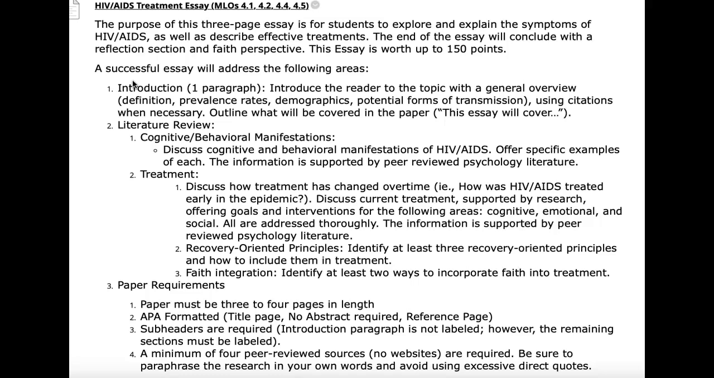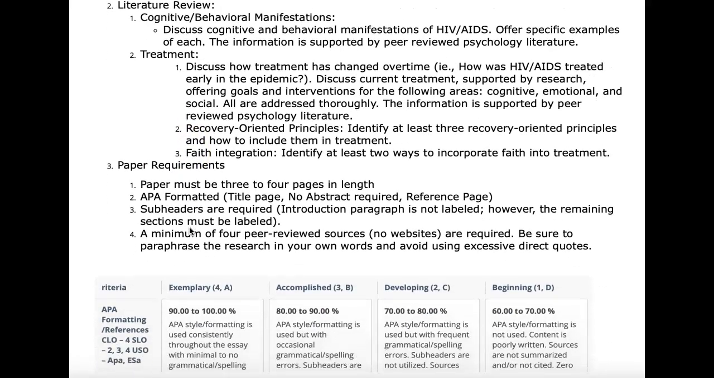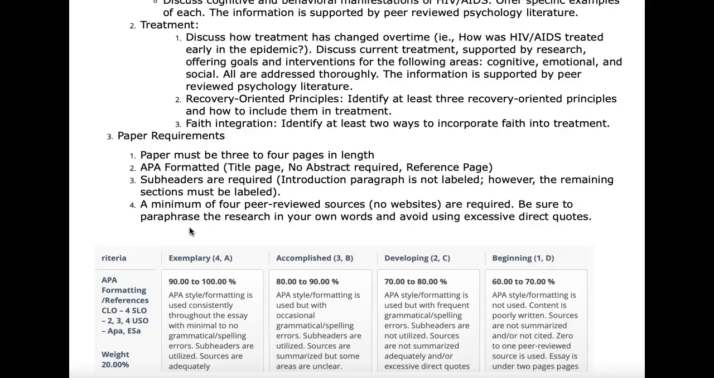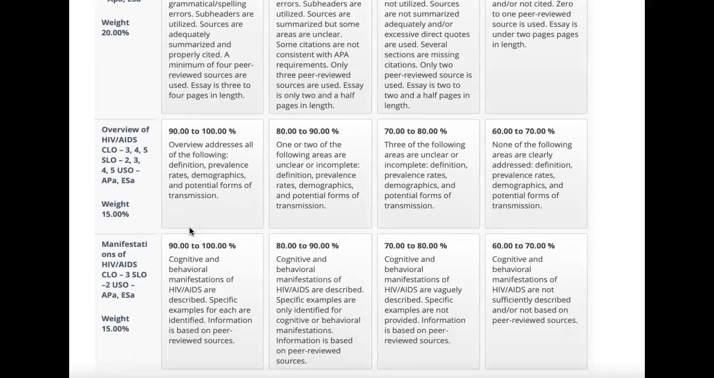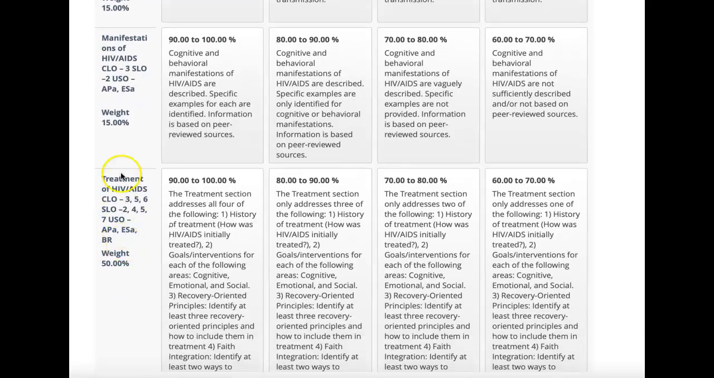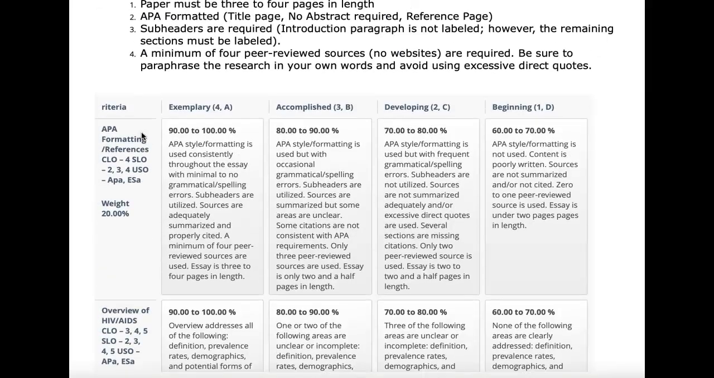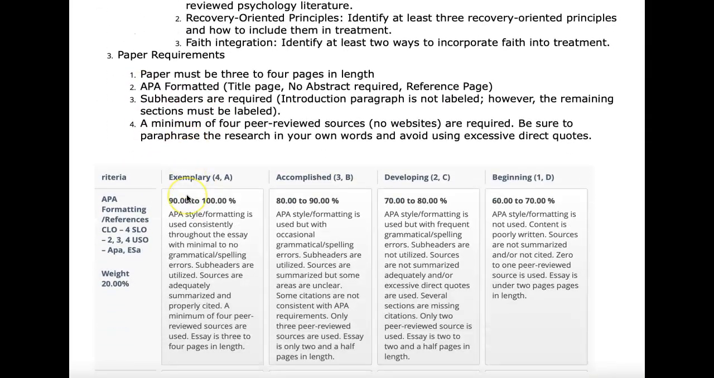We're going to talk about recovery-oriented principles, and then of course faith integration, and how you would incorporate faith into a diagnosis like HIV/AIDS. It must be an APA formatted paper. Subheaders are required, so the introduction paragraph is not labeled, however the remaining sections are. So if you look here, you see overview of AIDS, manifestation of AIDS, treatment of AIDS, and that's how it goes. Okay?